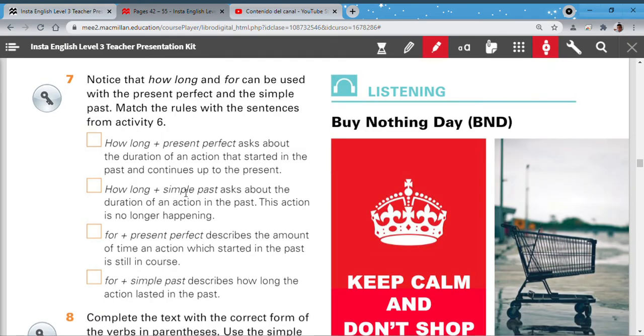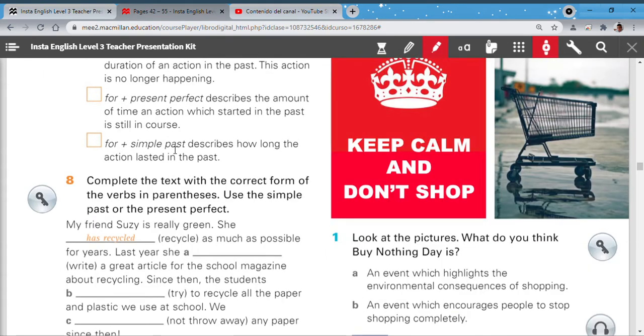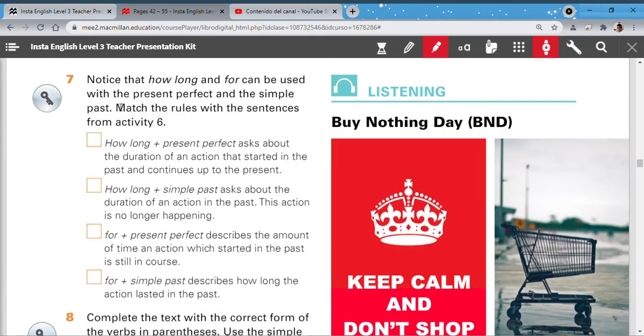Okay, we continue here with the same activity with the present perfect. In these cases, notice that how long and for can be used with the present perfect and the simple past. Match the rules to the sentences from activity 6. For example, in activity 6 we have A, B, C, and D.